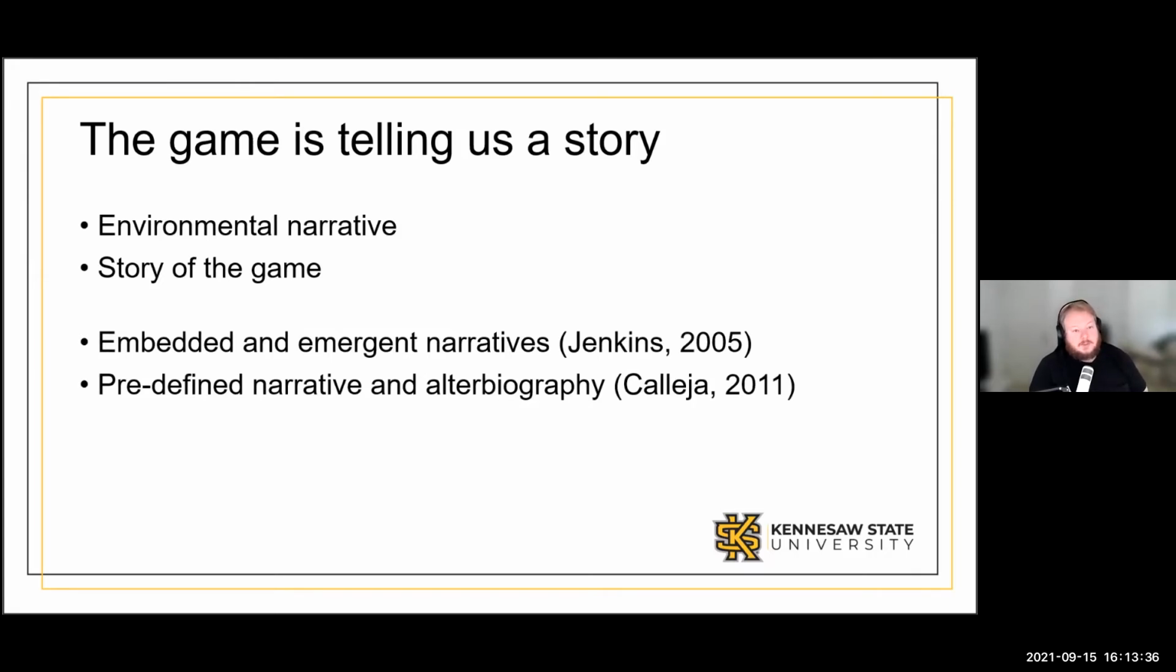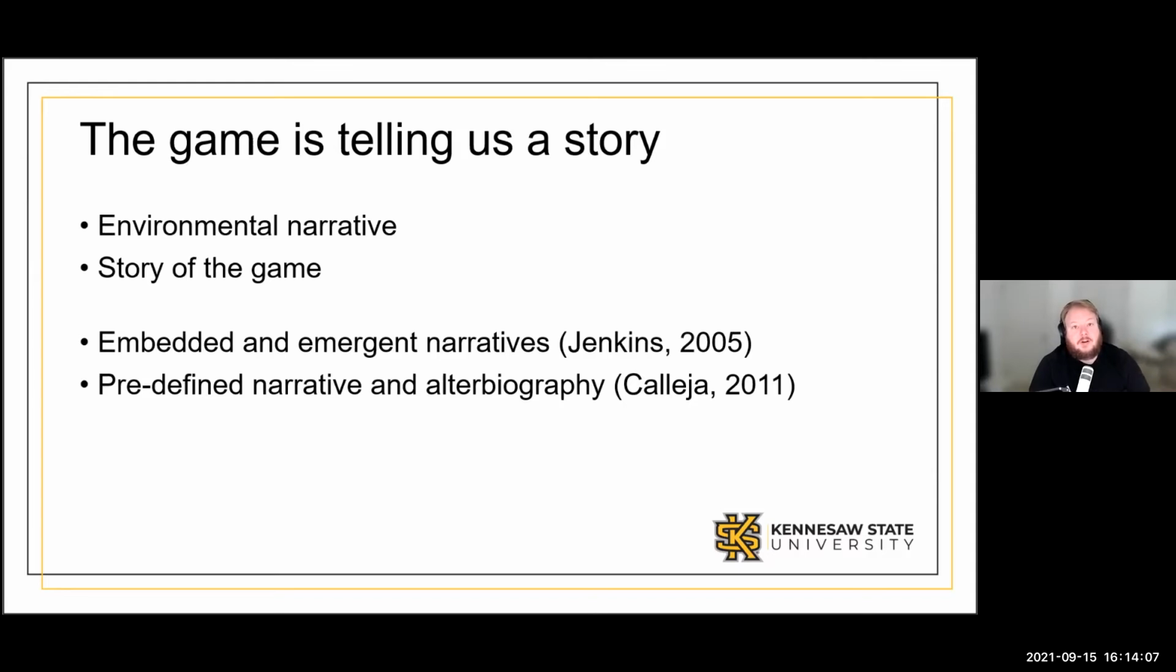So the specific quest texts are embedded narrative, whereas the order by which someone would do the quests would be emergent narrative, or this starts to happen in between, if someone encounters a dragon out in the wild or whatever. Kalea developed this a little bit further, where he talks about predefined narrative and alter biography. The predefined narrative is essentially, with some nuanced differences that don't really matter for this argument, the same as the embedded narrative. It's the narrative that's written into the game.